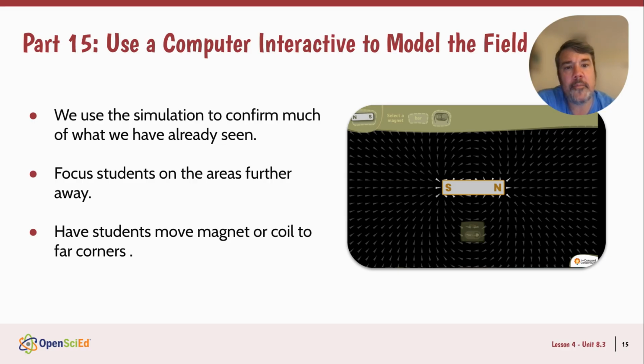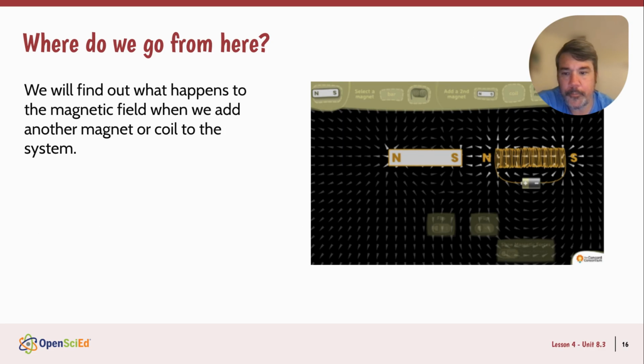The one big thing you want to focus on is get the kids to move the magnet all the way to the corner of the screen or the edge and look at the stuff on the other end. We want to really focus on what's happening with things far away, because what we're trying to get them to see is that the field is not necessarily as strong, still has an effect, but not nearly as strong when things are further away. Still some movement, but much less than the compass needles that are very close to that particular magnet or coil.